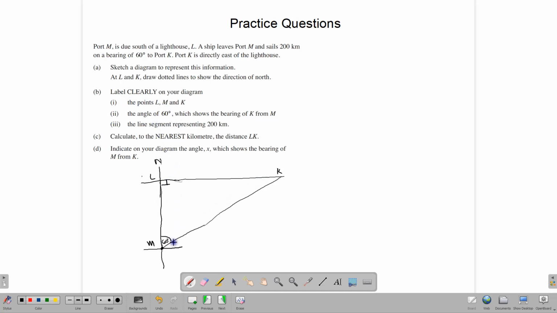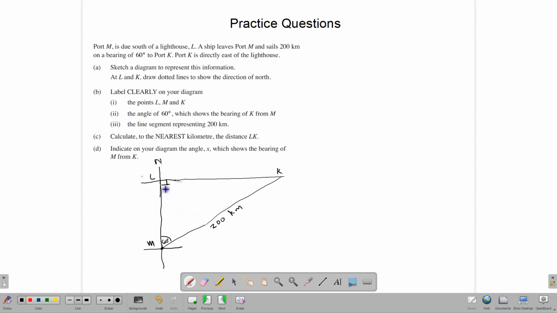The angle 60 degrees, we have that. And the distance 200 kilometers. This is the distance 200 kilometers. So let's write that in. So we have the things that the question required. Now we're asked to do some calculations. At part C, we're asked to find, to the nearest kilometer, the distance LK.